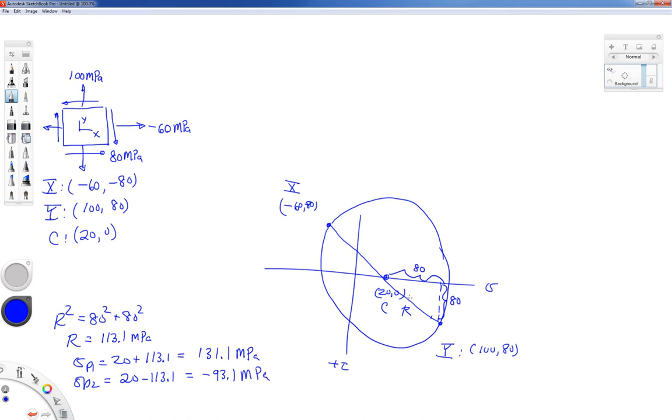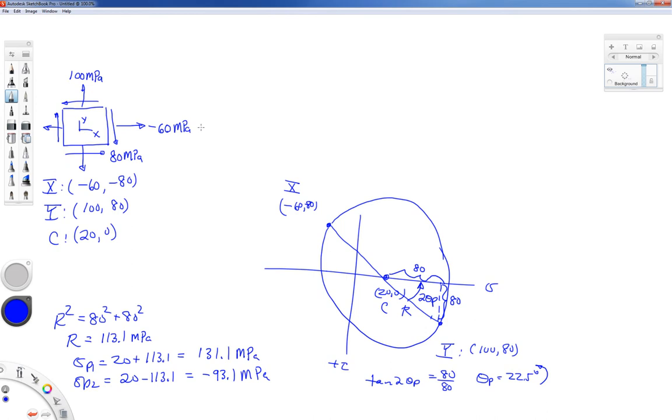Okay, the angle that I'm going to go to get to the horizontal. Now, in this case, you notice I'm still going in the counterclockwise sense. If the points had plotted the other way, I would go in the clockwise sense. But the tangent of 2 theta p is equal to 80 over 80. 2 theta p would be 45 degrees. Theta p is going to be 22.5 degrees. And it's going to go clockwise.